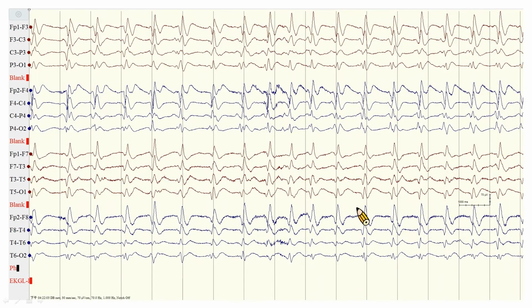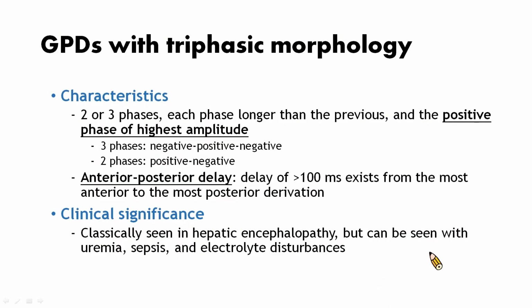This is another patient's EEG. It's another example of short interval GPDs. This patient has CJD. And the GPDs with triphasic morphology.